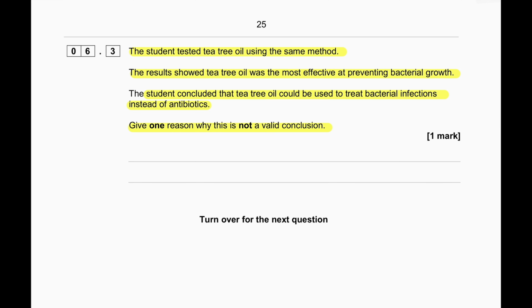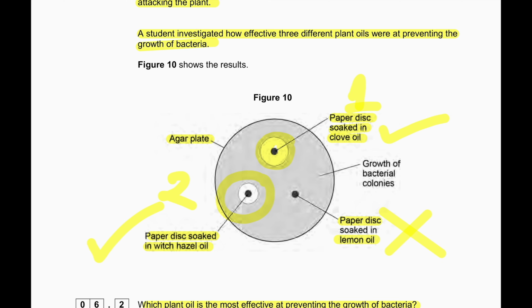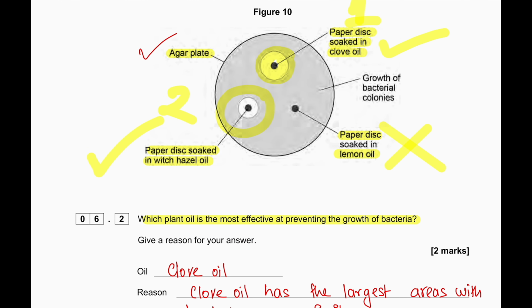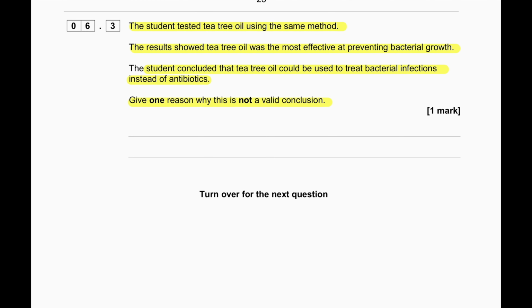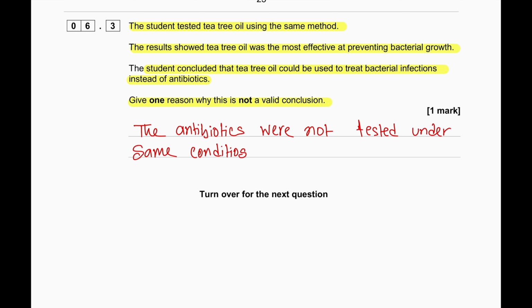For this experiment, if we look back at this particular agar plate, we see no antibiotics being tested. So there are no antibiotics tested with the paper discs that are soaked in the different plant oils. So in that case, the antibiotics were not tested. That's why this particular conclusion is not valid.